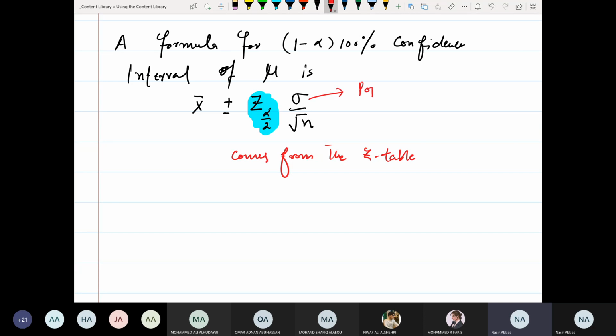Sigma is the population standard deviation. N is the sample size. X bar is the sample mean.